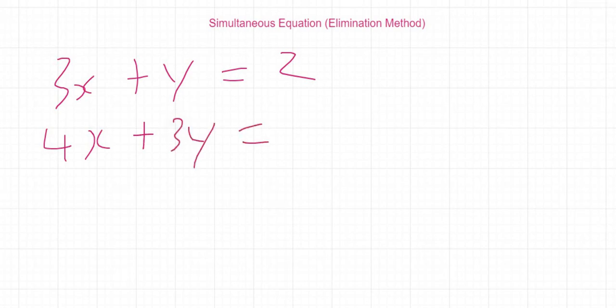And so for us to solve for these variables, we have to work these equations at the same time, because the word simultaneous simply means to do more than one thing at the same time.